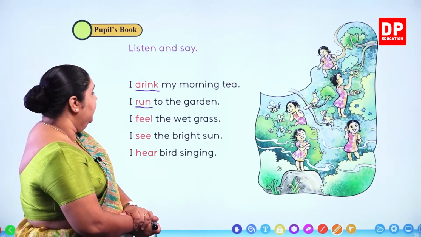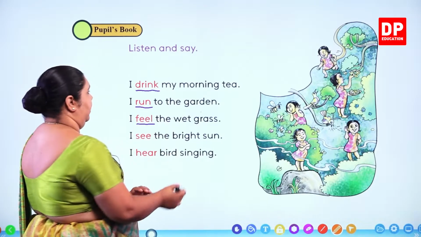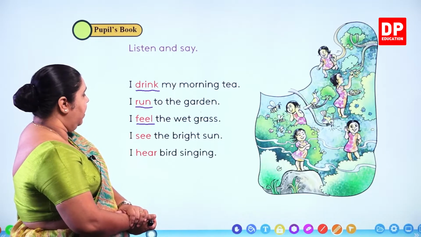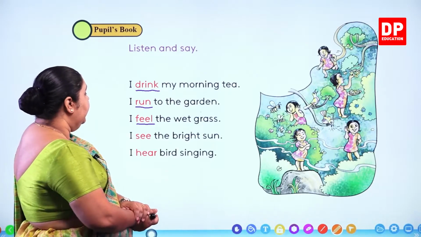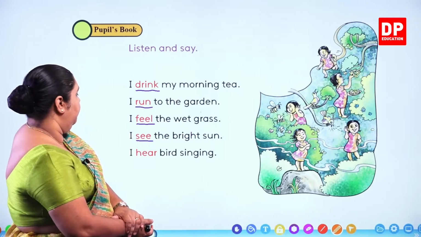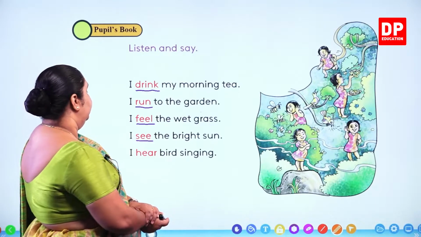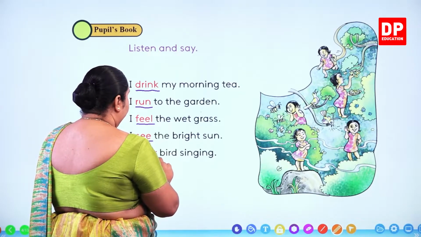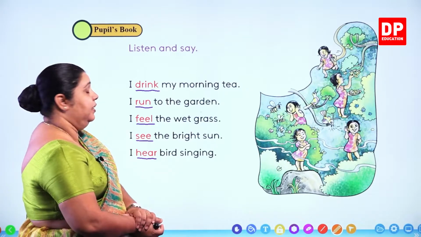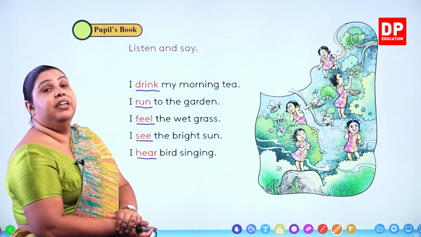I feel the wet grass. Oh, I feel the wet grass. Next one. I see the bright sun. Okay. I hear birds singing. Let's take a look at these red words once again.